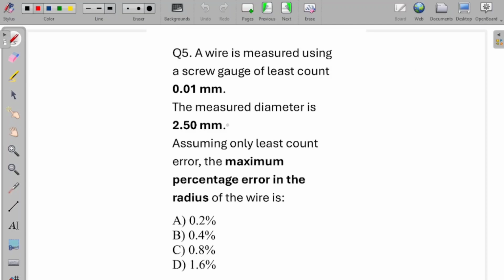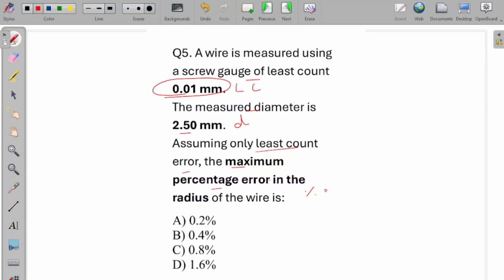Now question number 5. Very interesting question. A wire is measured using a screw gauge of least count. Again, least count is already given. This is the least count. The measured diameter is given, so this is the measured diameter of the wire, assuming only least count error. Okay, there's an error and only least count error is present. We have to find the maximum percentage error in the radius.